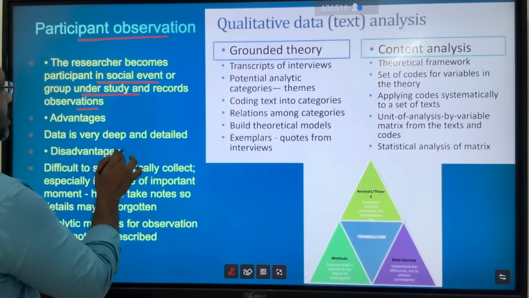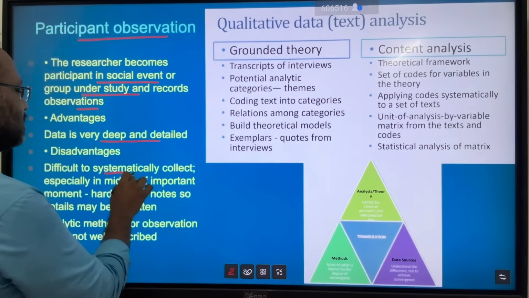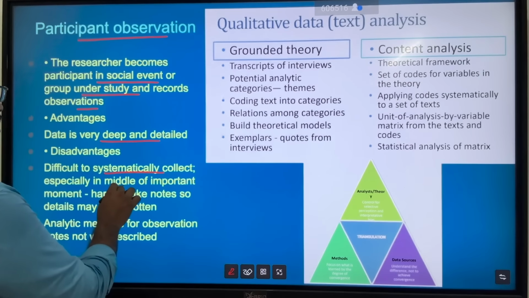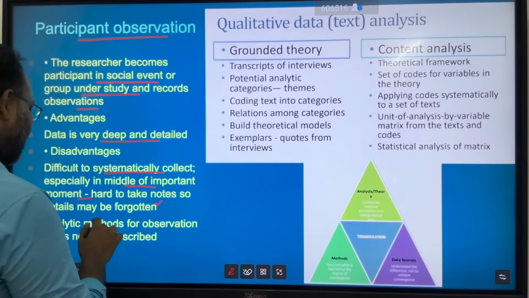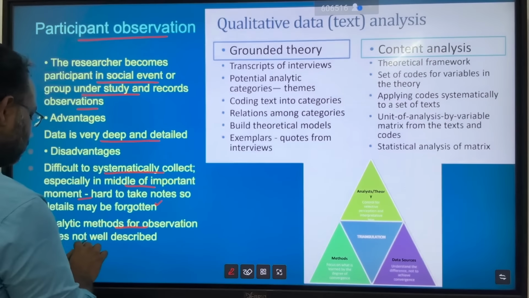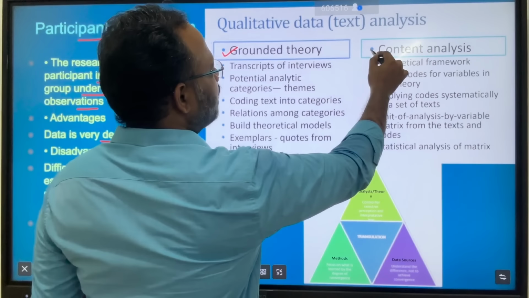Here the advantage is the data is very deep and detailed, and the disadvantage is it is difficult to systematically collect, especially in the middle of an important moment. It is hard to take notes, so details may be forgotten. Analytic methods for observation notes are not well described. We have two types of analysis, that is grounded theory and content analysis.